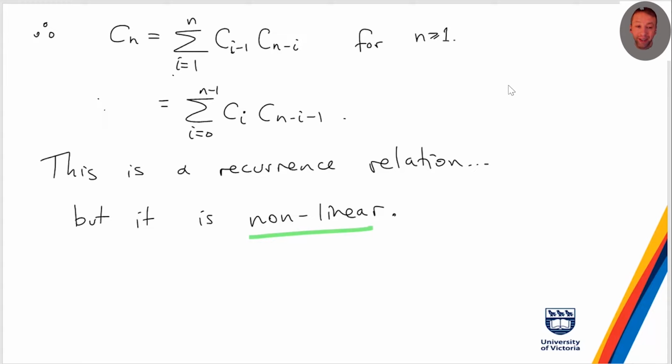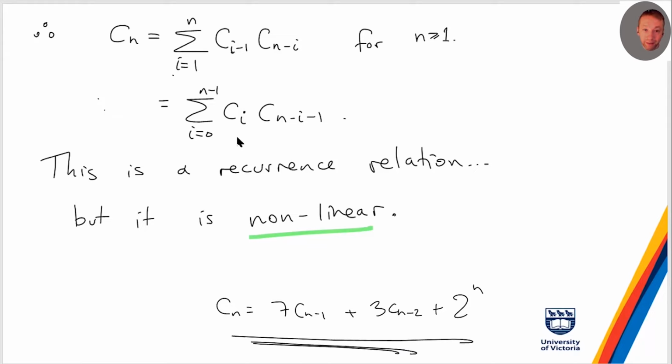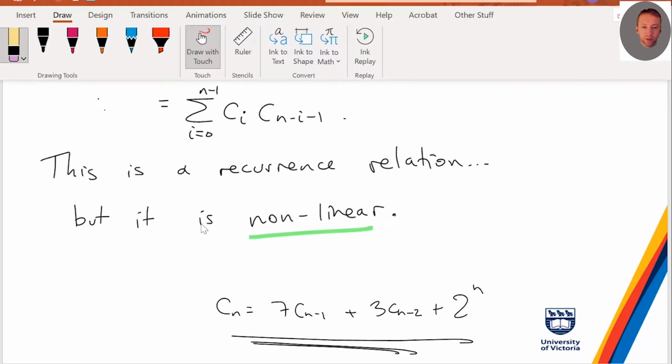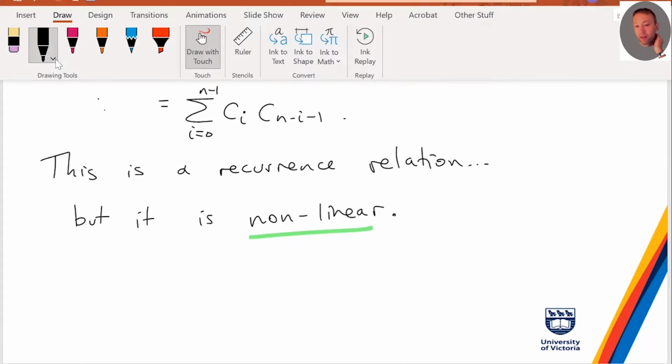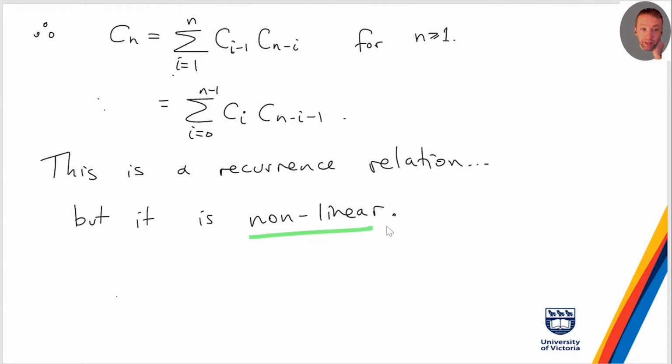This is not the type of recurrence relation we're used to, because usually a recurrence relation looks like, I don't know, C_n is 7 C_{n-1} plus 3 C_{n-2} plus 2 to the n. This is the type of thing we're used to. This is not that, because here C_n is some function of the previous C_i's, but they're multiplied to each other in a weird way. So it's not the same thing. But it is a recurrence relation. It's just a non-linear recurrence relation, because you have the previous terms being multiplied to each other. So let's see how to solve this.